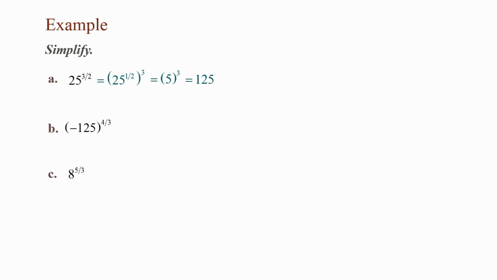For b, we have negative 125 to the 4/3 power. Since our denominator is odd, we can work this one. Let's split them up into negative 125 to the 1/3 power to the 4th power. The cube root of negative 125 is negative 5. Negative 5 to the 4th power is negative 625.